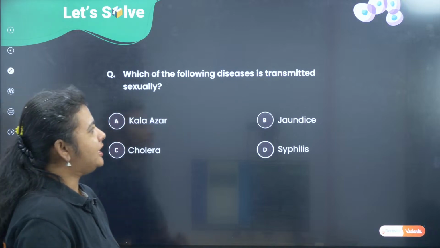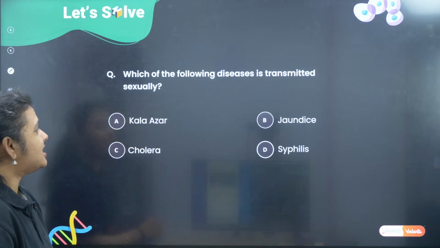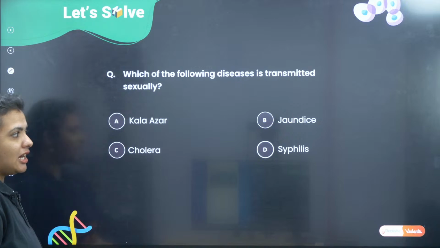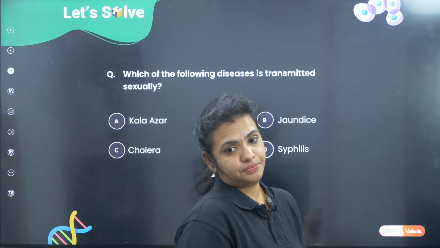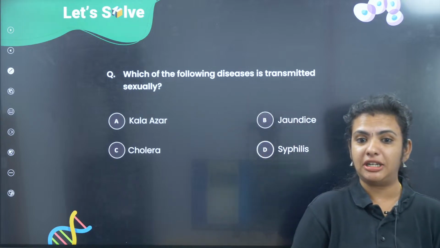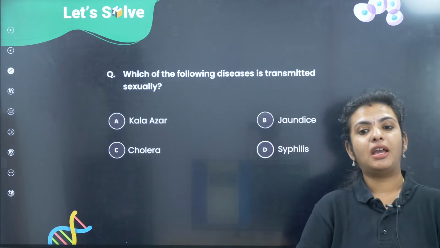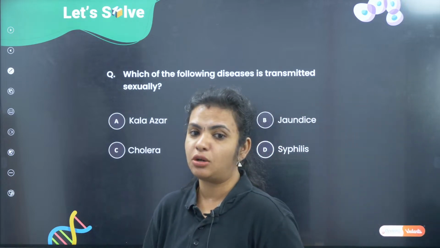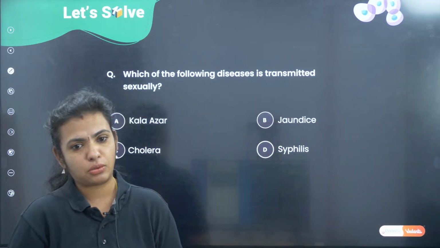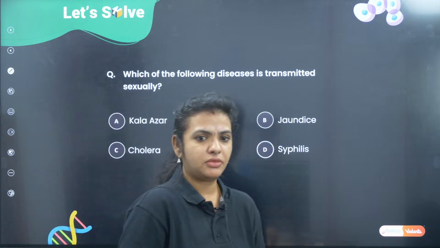Okay, which of the following disease is transmitted sexually? Kala azar, jaundice, cholera, syphilis. So we have a sexually transmitted disease, okay, and which of the following is a sexually transmitted disease is a question. I think it's a very simple question. You can answer the question.